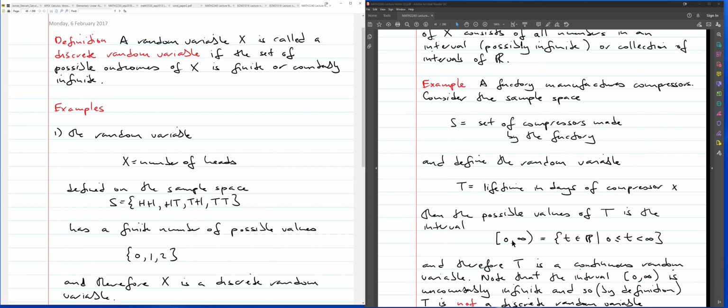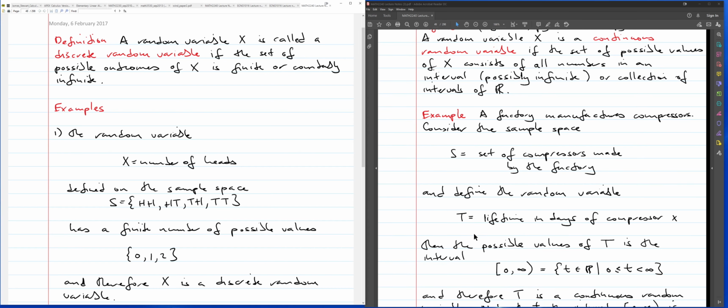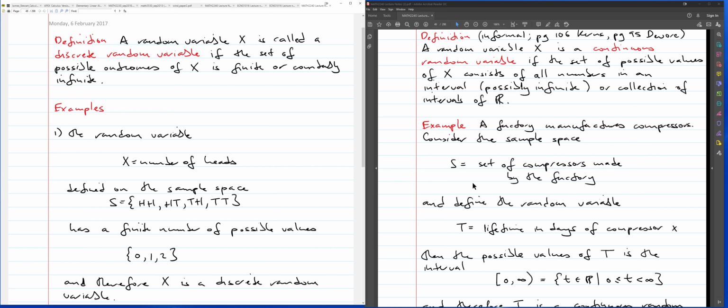And because it's an interval on your real number line, that means your possible values of the random variable are now uncountably infinite. If you have a random variable where the values form an interval such as this, then such a random variable is called a continuous random variable. So when we say we're looking at the lifetime of compressors, this random variable defined over here is a continuous random variable.